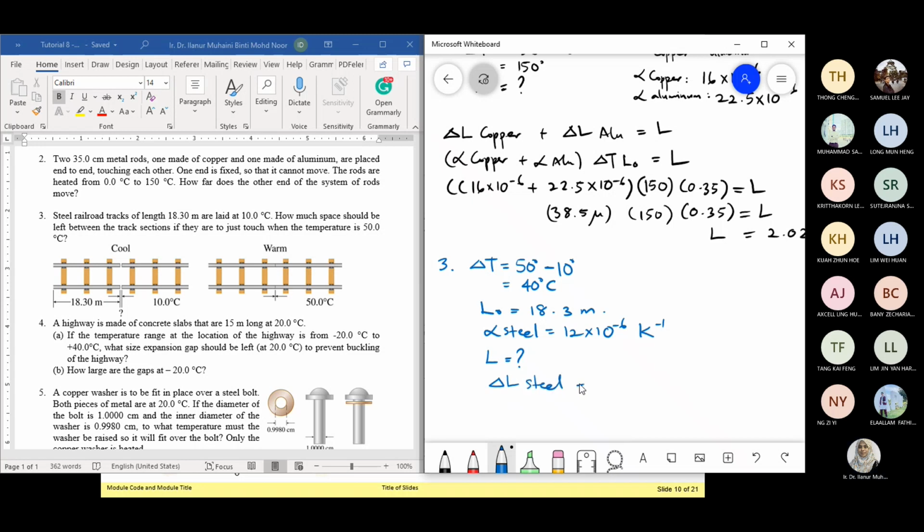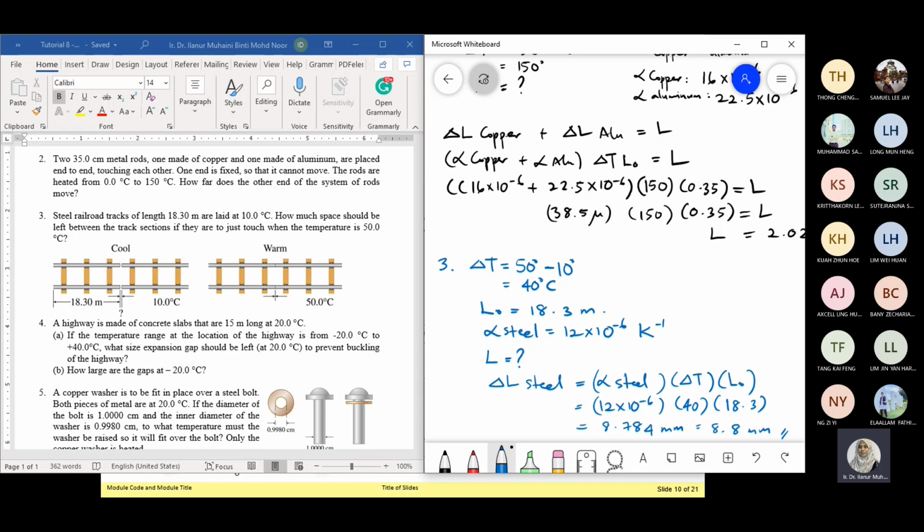Changes of L steel equal to alpha steel times changes of T times LO. Alpha steel 12 times 10 negative 6, changes of T 40, LO. 8.784 mm equal to 8.8 mm. Okay, same as the answer provided by Tong.